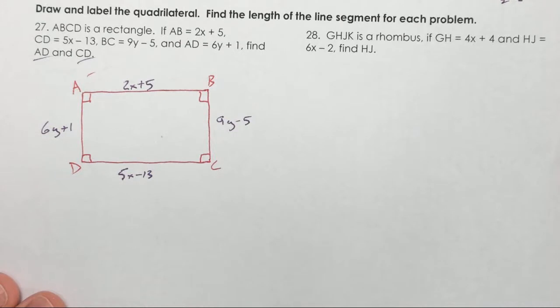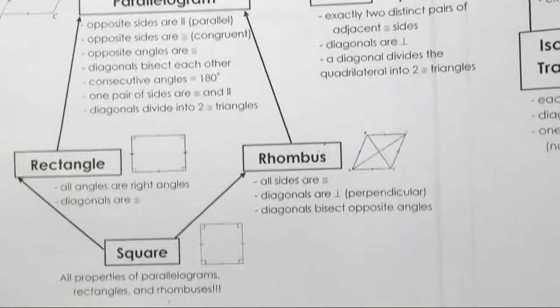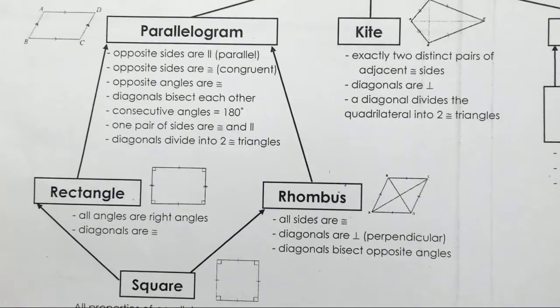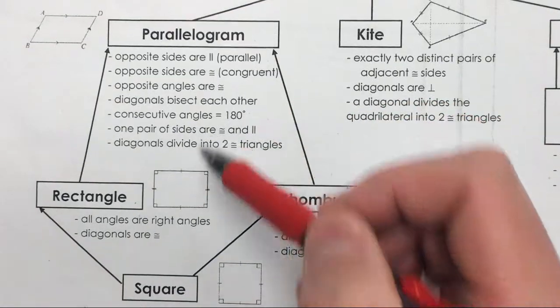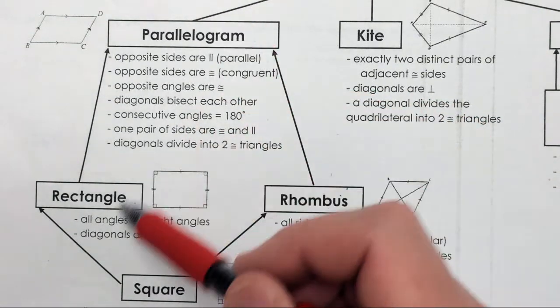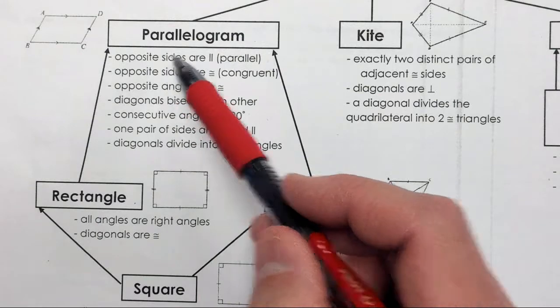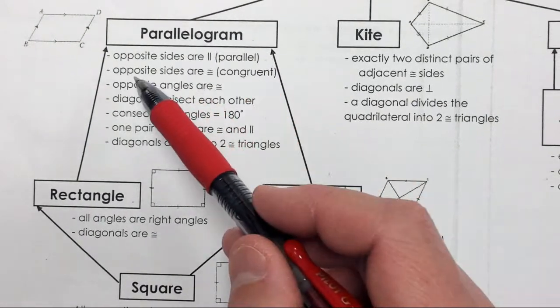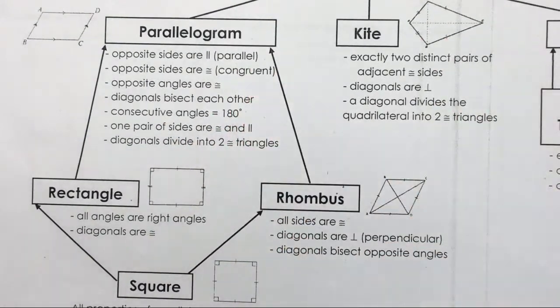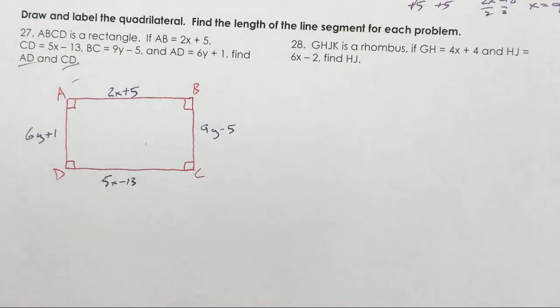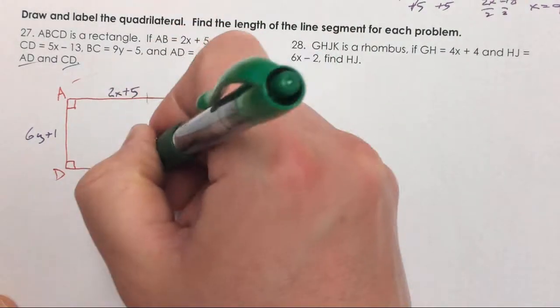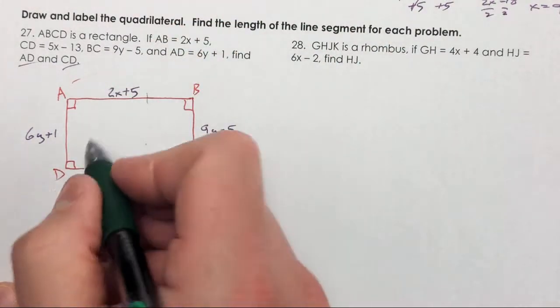So I'm going to look at the quadrilateral flow chart and see which one of these properties is going to be useful. So this is a rectangle, so I have the 7 properties of parallelograms, 2 properties of rectangles, and I'm looking at sides here. So opposite sides are parallel, not going to help me here. Opposite sides are congruent, ding, ding, ding, that's what we need. So I know that opposite sides are congruent on a rectangle, so those are equal to each other.